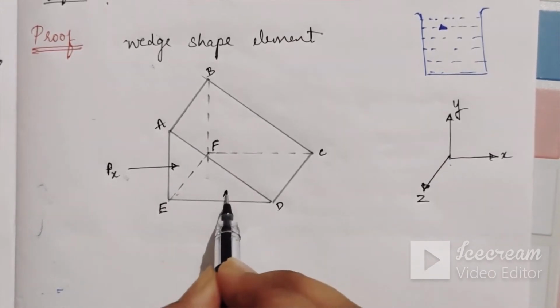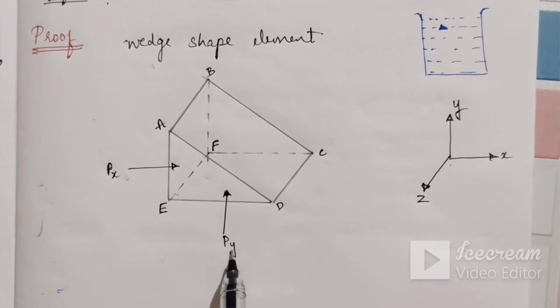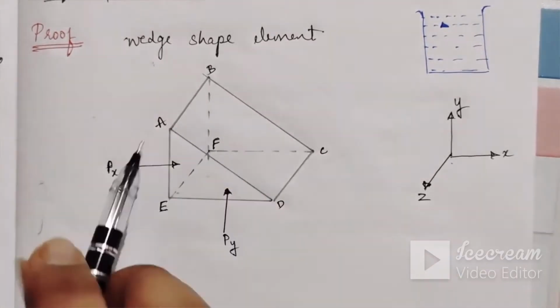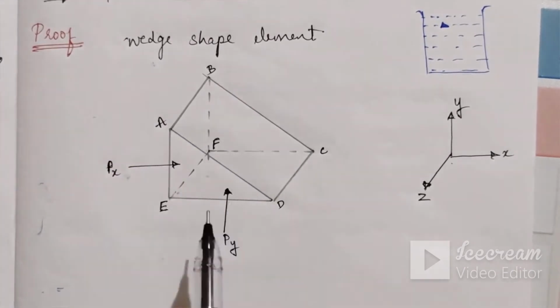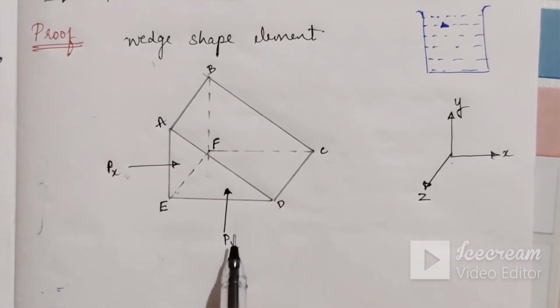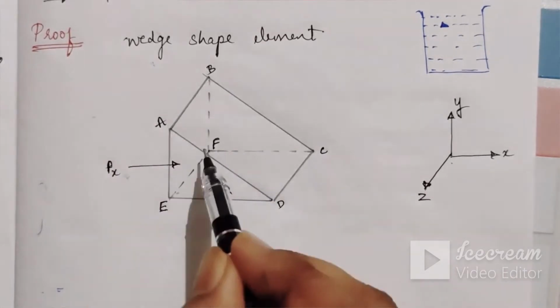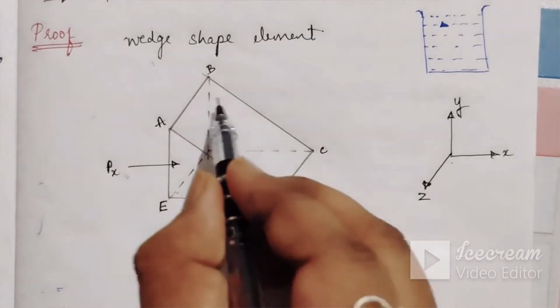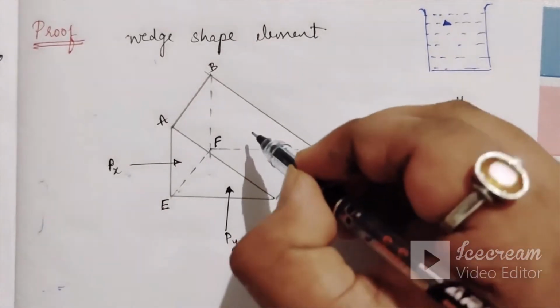So here I'll do, that is Py. Okay, now here this is the slant one, right? So these are the planes I got. E, F, C, D is the face in Y direction, A, B, E, F is the face in X direction. Now this is the slant one.